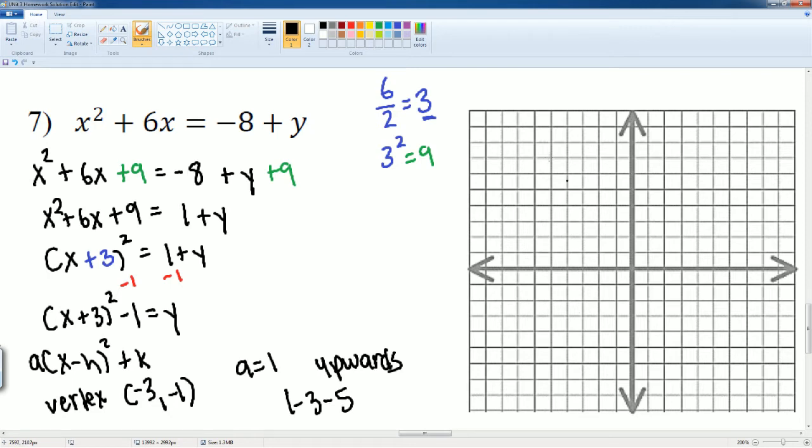So let's go here to -3, then down 1: -3, -1. That's the vertex. Now we do the 1, 3, 5. Up 1 across 1, up 1 across 1. Then up 3 across 1, up 3 across 1. Then up 5 across 1, up 5 across 1. And then now we can graph. Let's see if I can get it perfect. That's close enough. Okay, there you go.